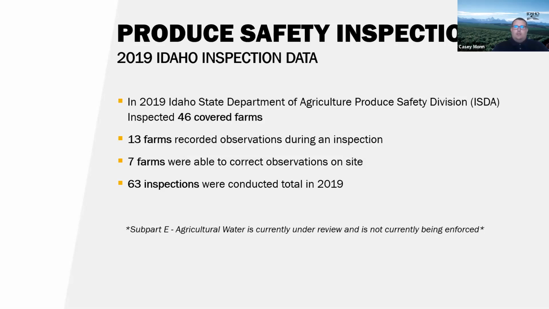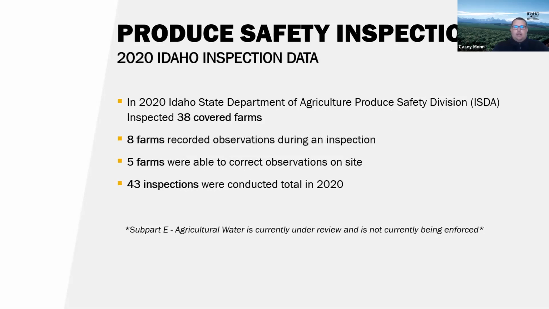We were able to verify that those measures were correct and met the requirements of the Produce Safety Rule, and then sign off on the inspection at the end of it. Of those 46 farms, a total of 63 inspections were conducted in 2019. And again, to mention that Subpart E, agricultural water, is currently under review and is not currently being enforced. On all of our inspection slides, you're going to see that asterisk, just to reiterate that when we are conducting these inspections, that is not something we are actively regulating at this time.